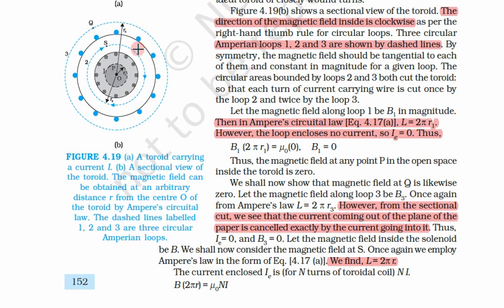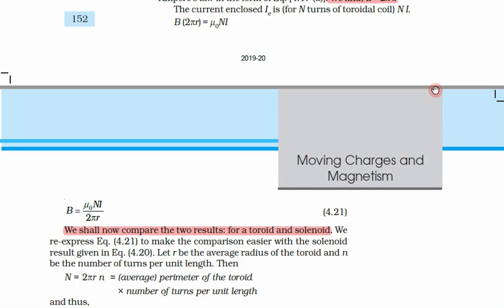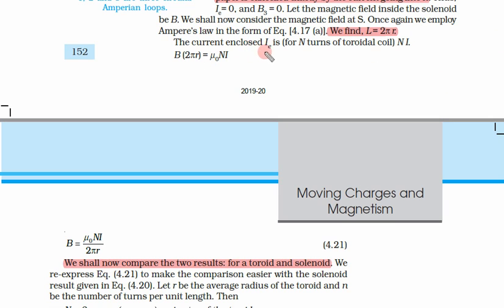Now we know the current enclosed is not 0 in this case, which means the magnetic field will also not be 0. Let us apply Ampere's circuital law. The enclosed current IE is simply the current I times the number of turns in the coil, because current is multiplied by the number of turns for the enclosed current. This time the current is not cancelled because there are N loops in total. Again see here, it is capital N, not the number of turns per unit length.